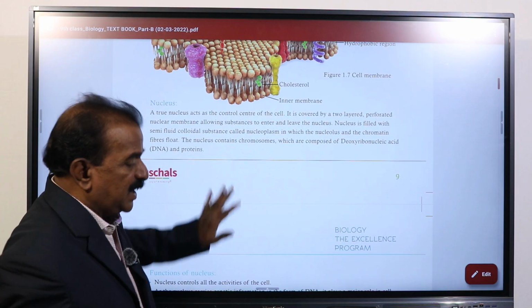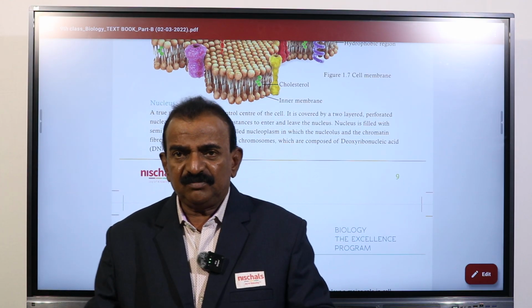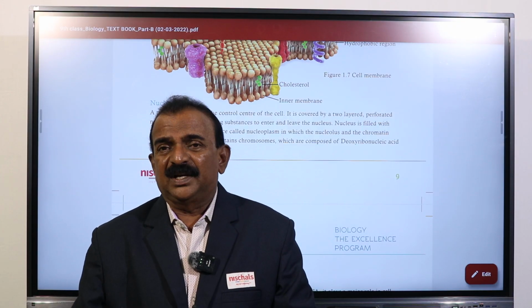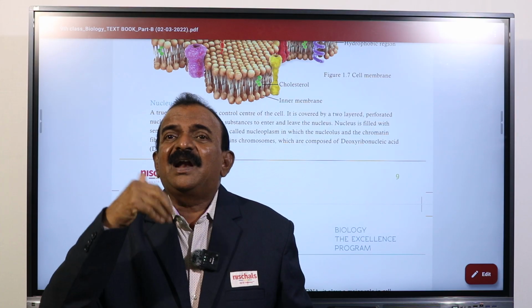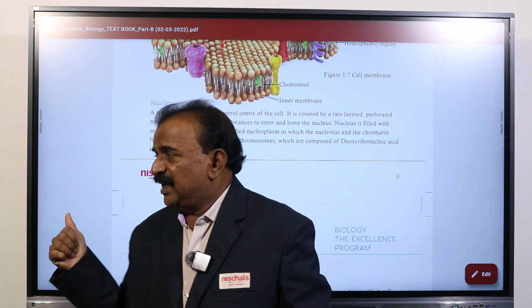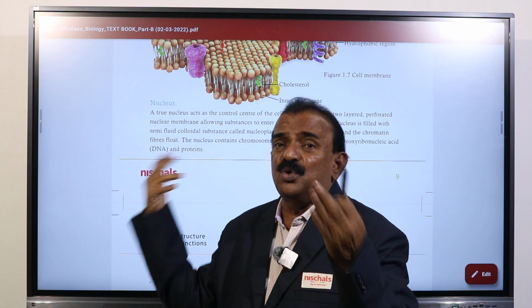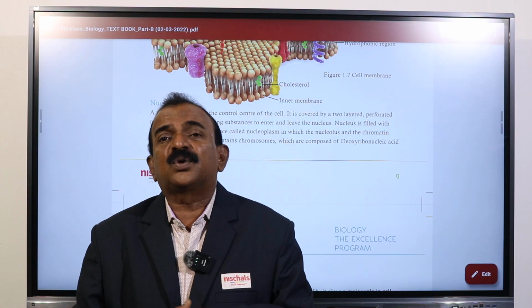And we need to understand about another cell organelle. It is an important cell organelle, and that is the nucleus. So here a well developed, prominent nucleus. Here you see a true nucleus. Why do we call it a true nucleus?